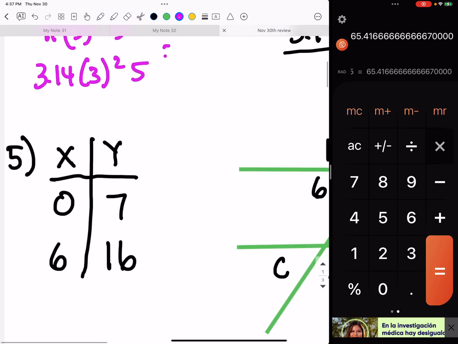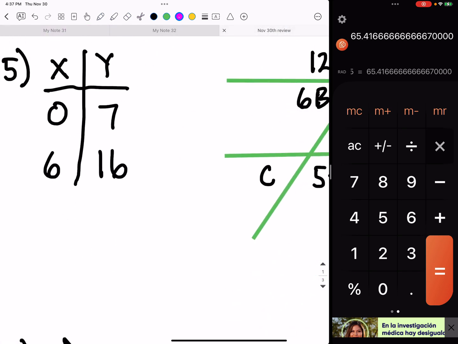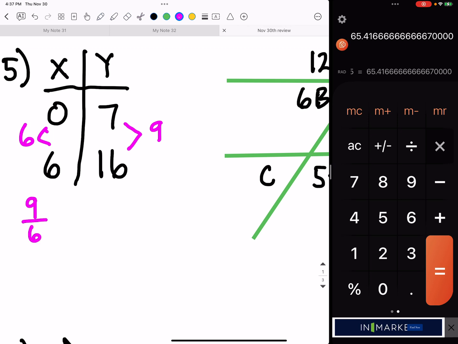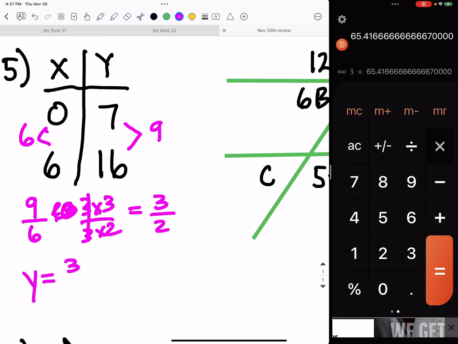All right, number 5. Looks a little easier because I got my beginning number. Okay, let's see. This one goes up 9. This one goes over 6. So this slope is 9/6, but that can be reduced. We're going to divide the top by 3 because this is 3 times 3 and this is 3 times 2. So reduced, this is really 3/2. The slope is 3/2. So y equals 3/2 x, and we start at 7, plus 7.